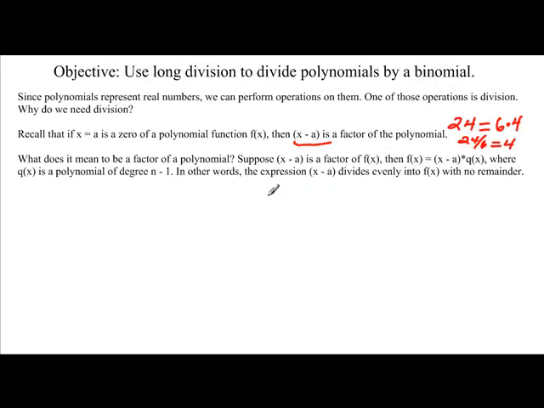Well, we're going to use those concepts to extend to polynomials, because if we know that x minus a is a factor of f of x, then f of x is equal to that binomial x minus a times some remaining polynomial q of x, which is a polynomial of degree n minus 1. So in other words, the expression x minus a divides evenly into f of x with no remainder. So let me show you.